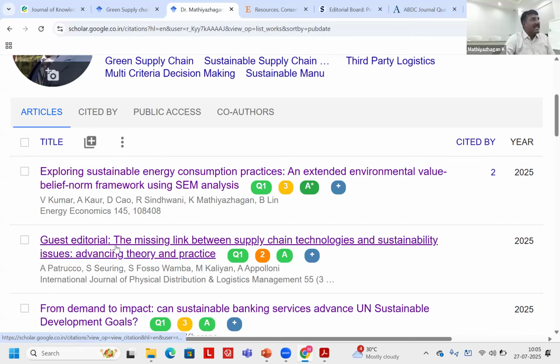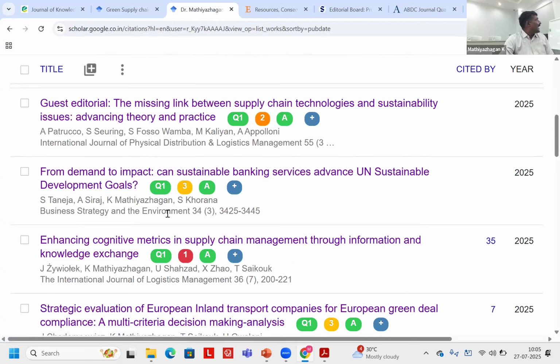Then the next one is a guest editorial: the missing link between supply chain technologies and sustainability issues, advancing theory and practices. See, supply chain technologies means International Journal of Physical Distribution and Logistics Management. Then Business Strategy and the Environment: from demand to impact, can sustainable banking services advance the United Nations Sustainable Development Goals? Is it exactly connected to business strategy and environment? Because Business Strategy and the Environment is also connected to sustainability. Then the next paper: Enhance cognitive metrics in supply chain management through information and knowledge exchange. IJLM.